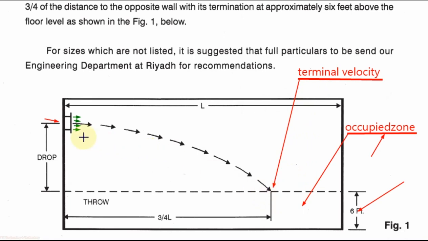And the length from the face of the grill up to this point we call throw. And the height difference between the center of the grill and occupied zone we call drop. You can select a grill having throw equal to the distance between two opposite walls. In this picture you can see this L, you can take it as throw. But it is general practice to consider the throw for the grill equal to 3/4 of the length and at a terminal velocity of 50 fpm.